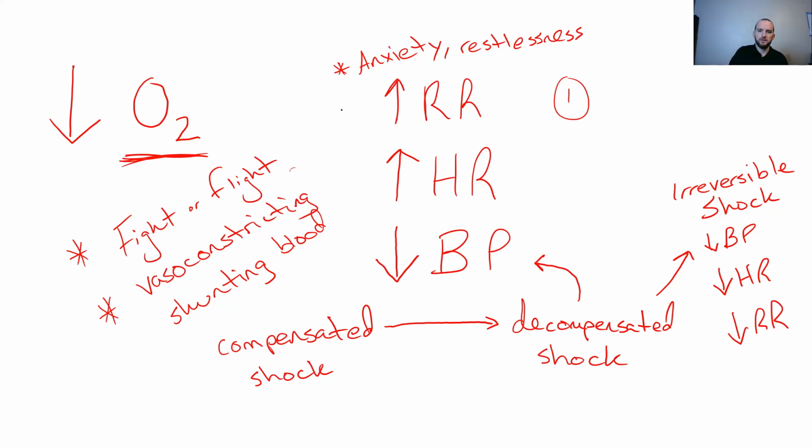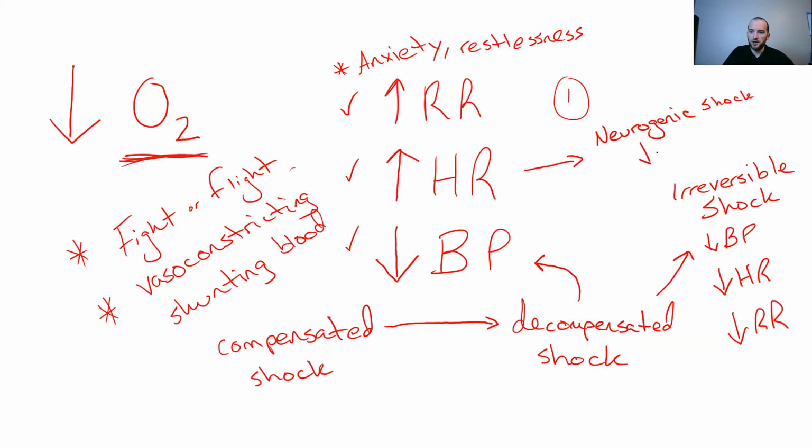So this increased respiratory rate, increased heart rate, and dropping blood pressure is kind of the classic 3 vital signs, right? If you see those, your mind should think shock. Okay? There's one exception, which is in neurogenic shock, where we get that spinal cord trauma.